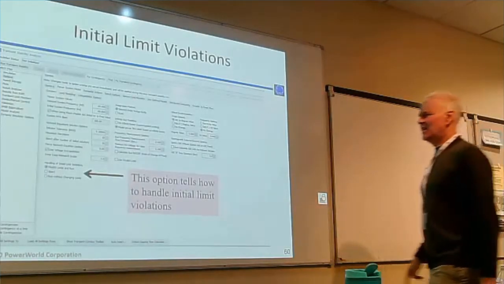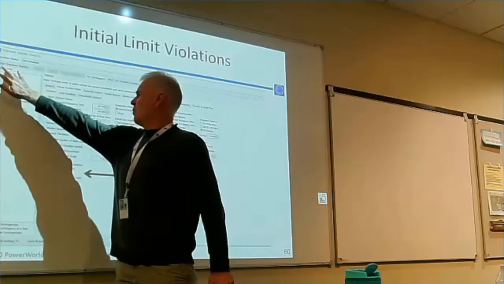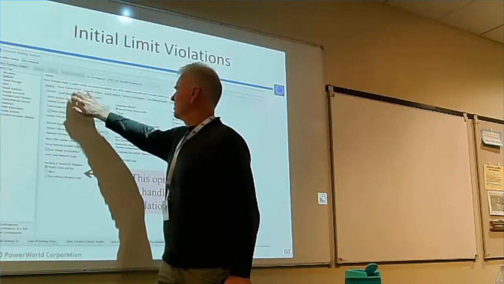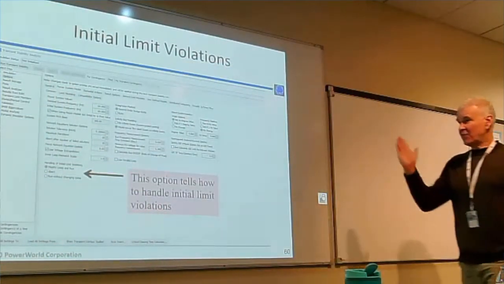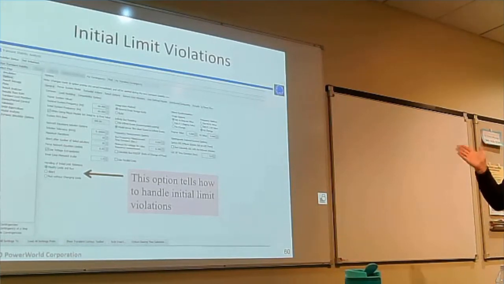And that is right here on the Power World Transient Stability under Options. It's under Power System Model Options, Handling of Initial Limit Violations. The default is Modify Limits and Run. Okay. So, just so you know that.